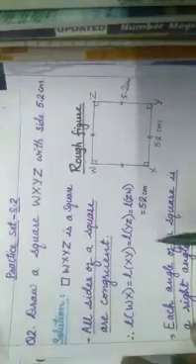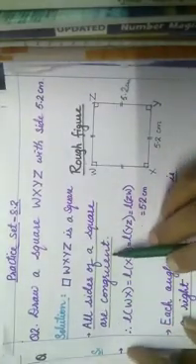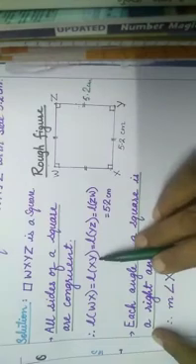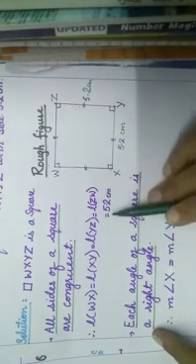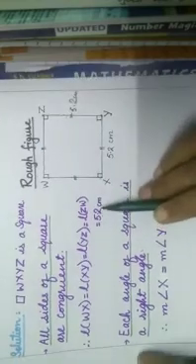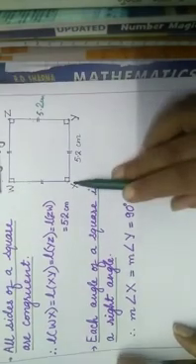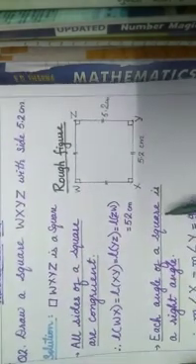And now with which property we will solve? All sides of a square are congruent. In the solution you will write all sides of square are congruent. Therefore length WX is equal to length XY is equal to length YZ is equal to length ZW. All sides are equal. They are equal to 5.2 centimeter. Then each angle of a square is a right angle. Therefore measure angle X is equal to measure angle Y is equal to 90 degree. So in this way the solution part is over.